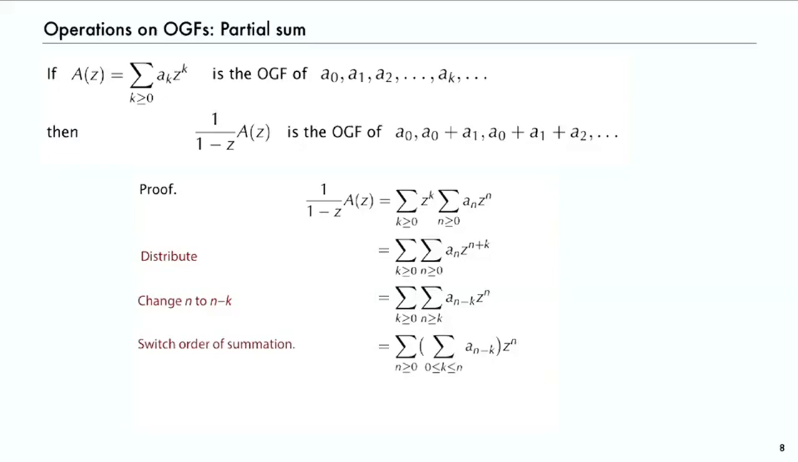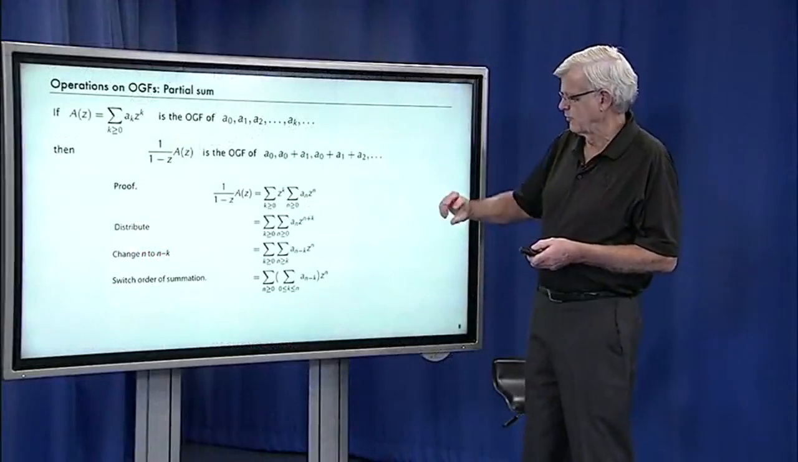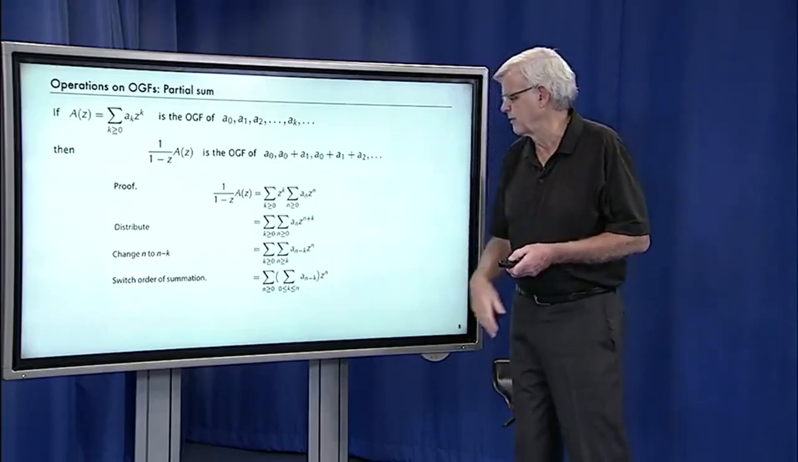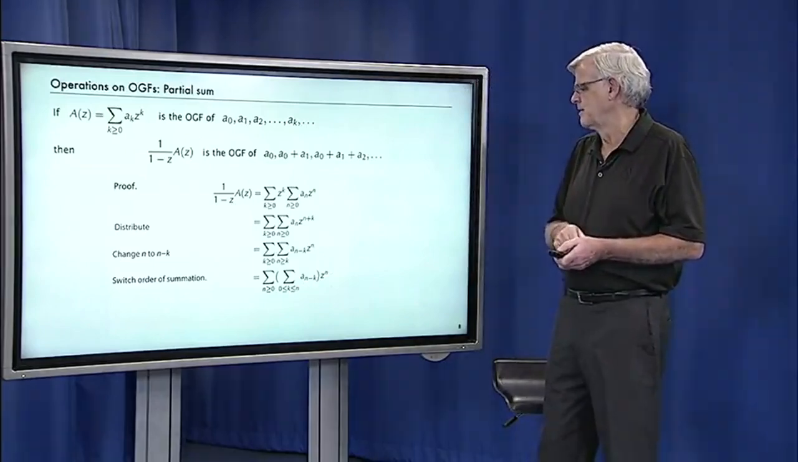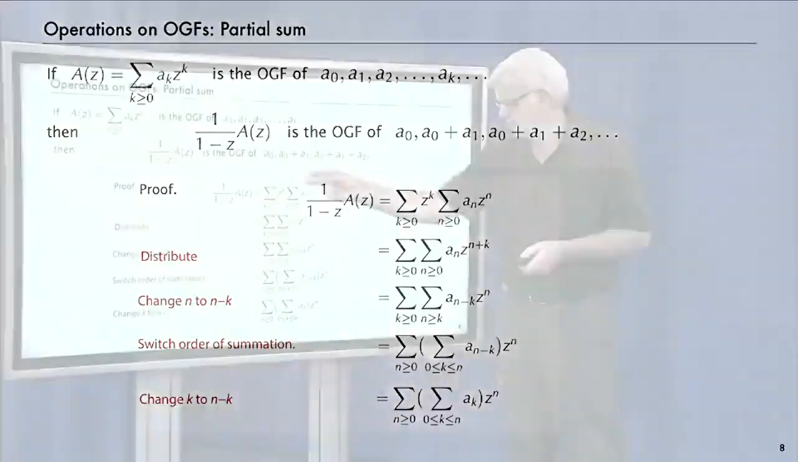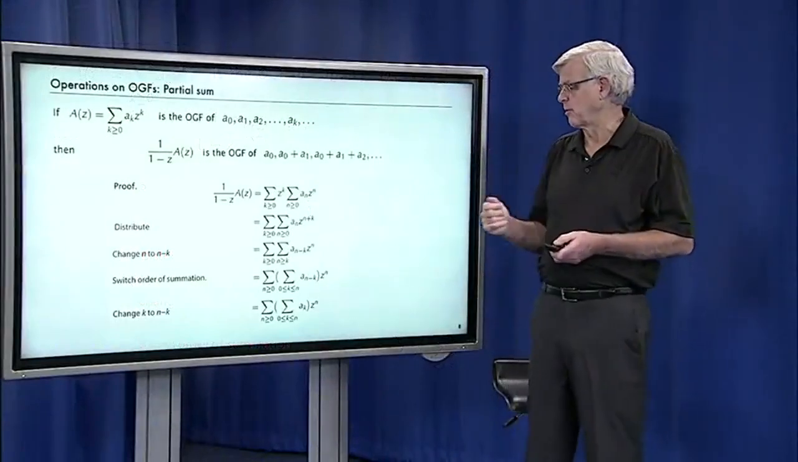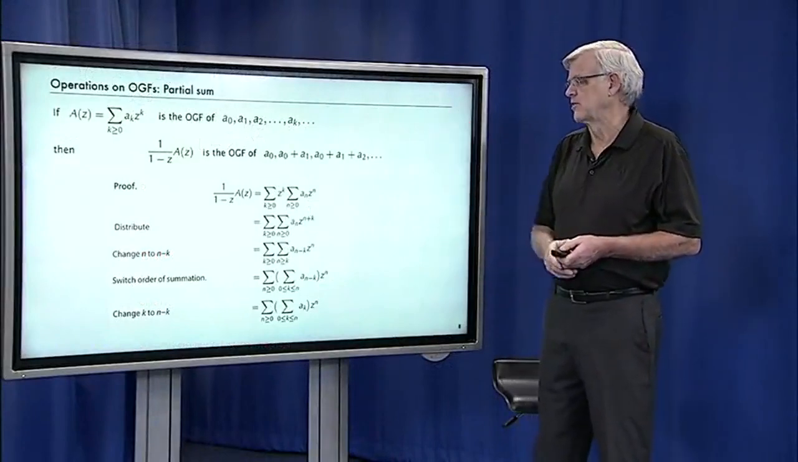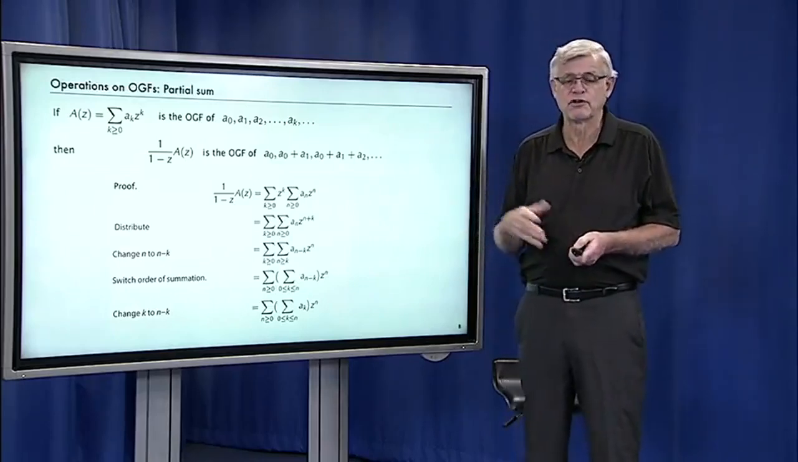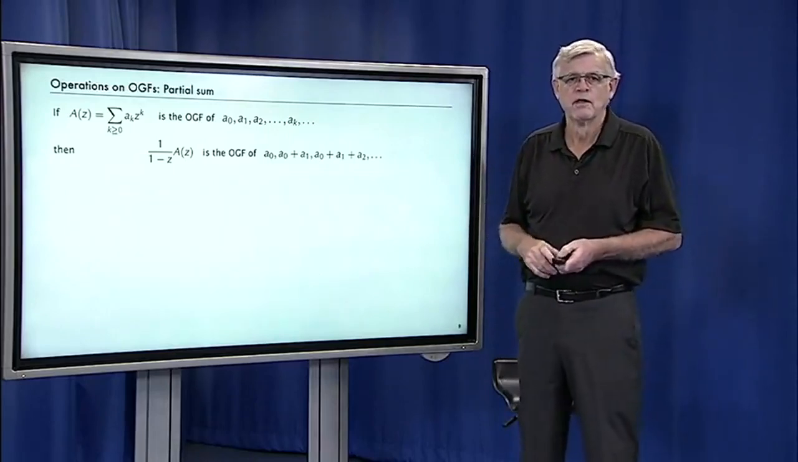And then switch order of summation. So k bigger than or equal to 0, n bigger than or equal to k. If we switch order of summation, that's the same as n bigger than or equal to 0, but k restricted to be between 0 and n. And then in that inner sum, we can change k to n minus k, and then we see that we have the partial sums. So this product is the generating function of that sequence, which is the partial sums. That's another fine operation to be able to perform to give us a richer set of sequences that we know generating functions for.